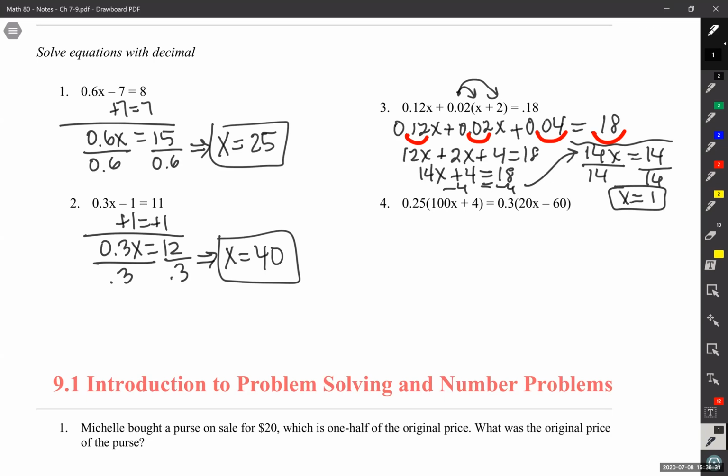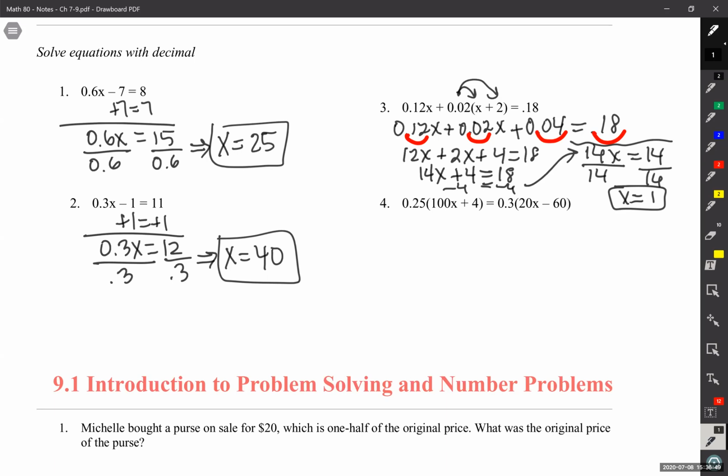Just like with the fractions, as long as you do the same thing to everything, I move the decimal over 2 places for everything, then I'm fine. I don't need to go back and do anything to my final answer. So x equals 1, that's it. All right, moving right along.